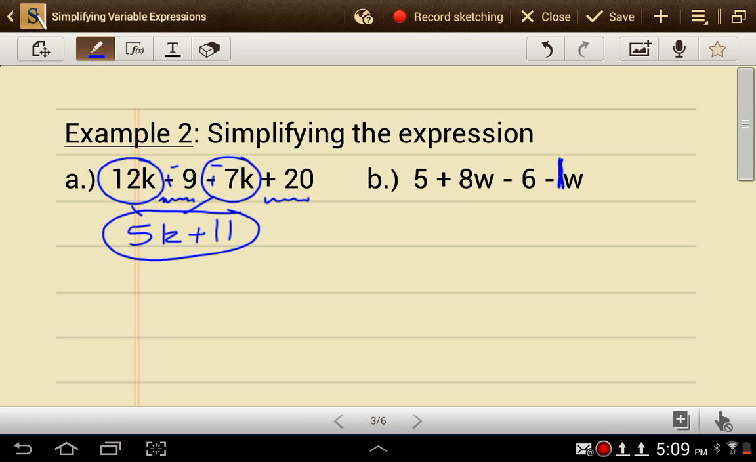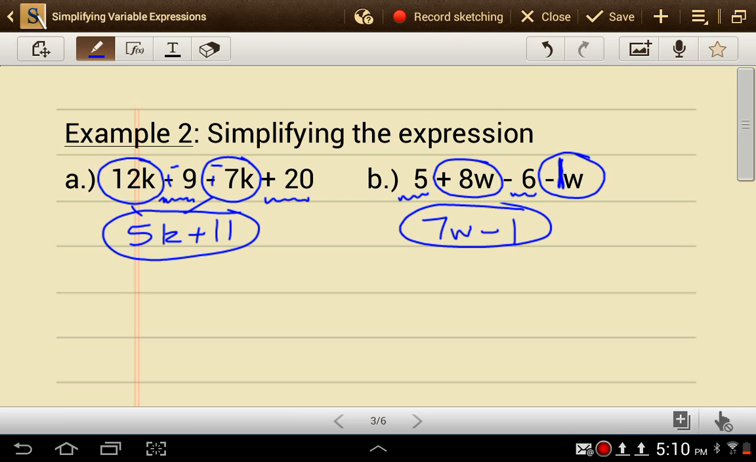Now I'm going to start with my variables again first. So I have a positive 8w. Notice it goes operation, term. Okay, not term, operation, but operation, term. And I have a minus 1w. So I have 8w minus 1w, which means I have 7w's left. When I look at my constants, I have a 5 minus a 6, and 5 minus 6 is negative 1. 7w minus 1. And that's my final answer.